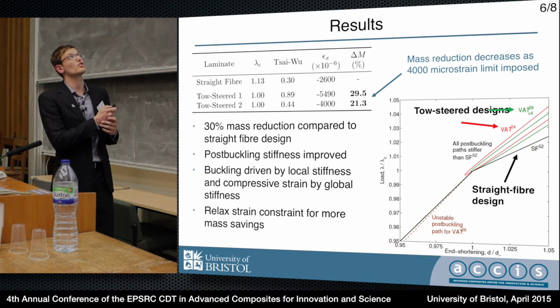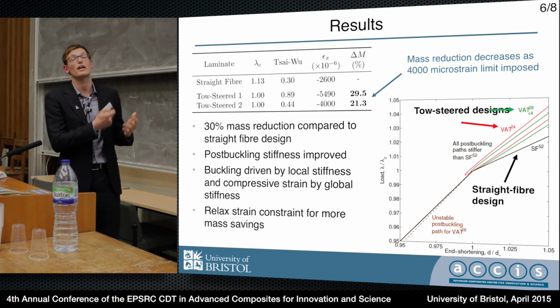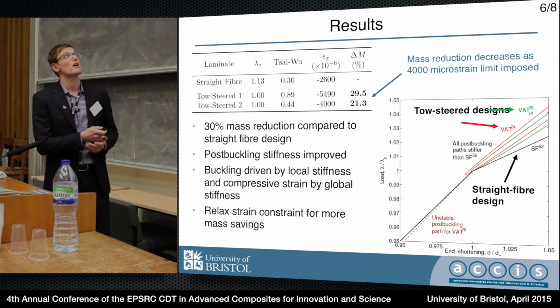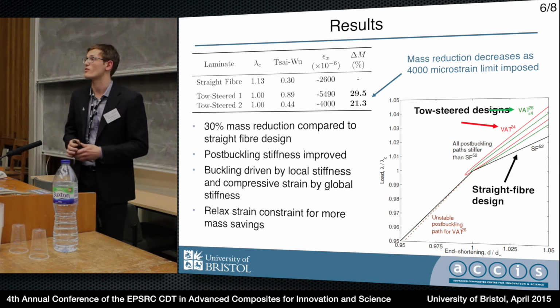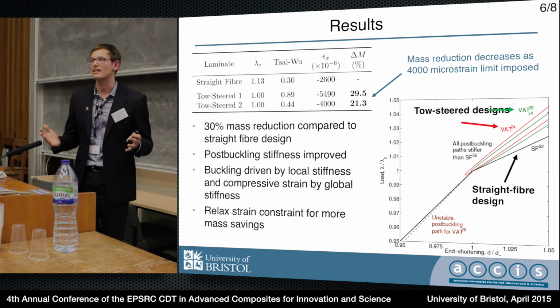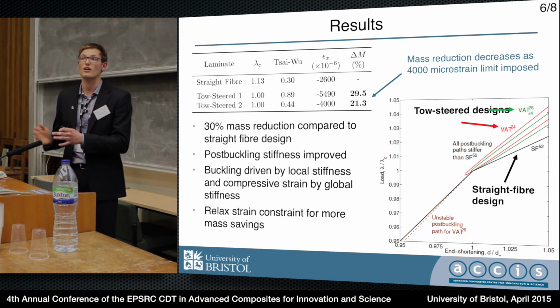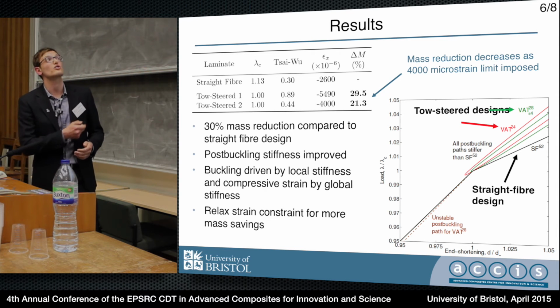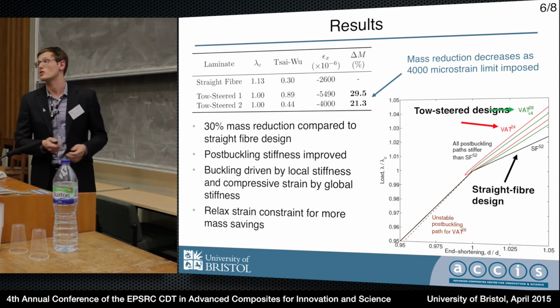And using the tow steering, we can bring the buckling factor down to 1 and also nudge up the Tsai-Wu failure criterion to 0.89, which means that the two failure criteria are now closer together. Now the problem is that the compressive microstrain is at 5,500, which is slightly above the classic range between 3,000 and 4,000 that is used for damage tolerance in the aerospace industry. So I've also applied a constraint of 4,000 microstrain, which reduces the weight savings from initially 30%, so a third of the weight is shaved off, to about 21%.